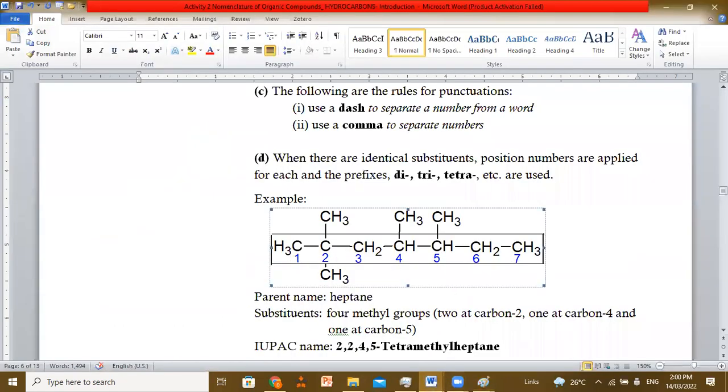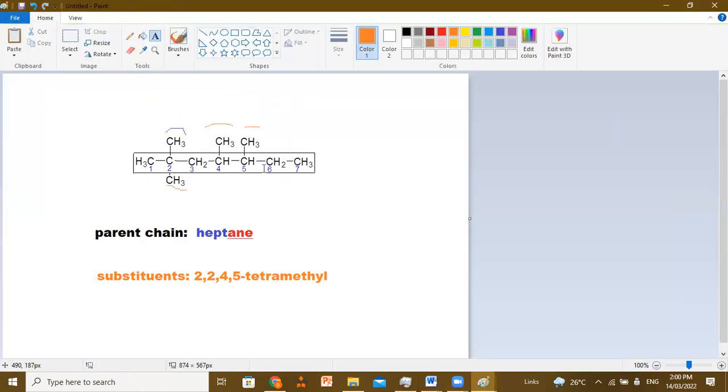Alternately, you can also start counting from the right. So if you start counting from the right, let's see how we indicate the location. By the way, when we mention the location, we also call that the locant. The locant is the location that will indicate the position of our substituent. Locant.